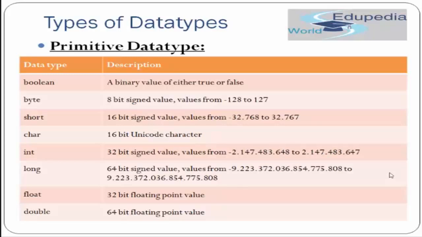The first primitive data type is Boolean. The binary value of either true or false is stored in a Boolean variable. So any variable of the data type Boolean can store either true or false, no other value. And what do you think is the memory allocated for a Boolean?